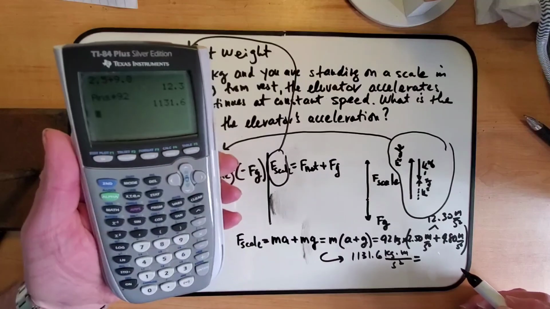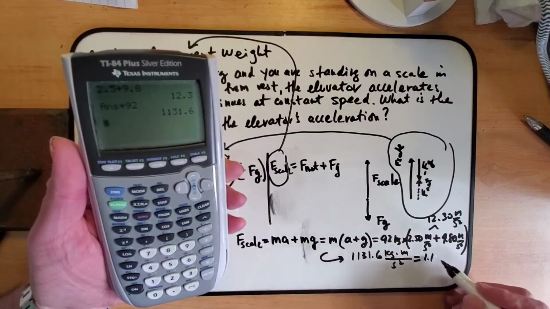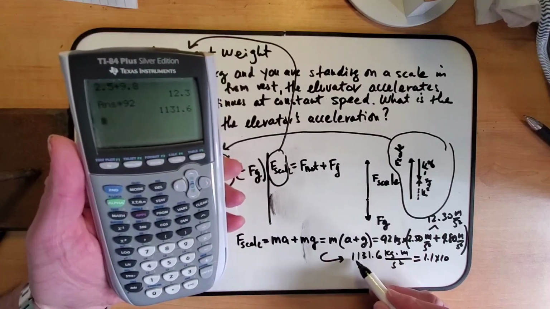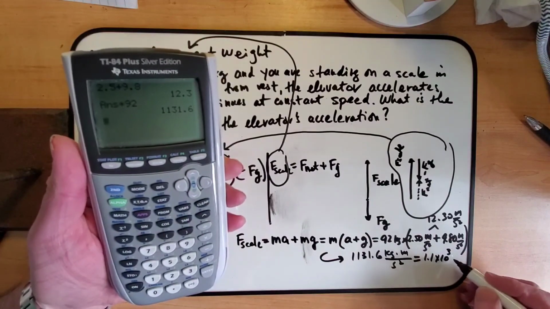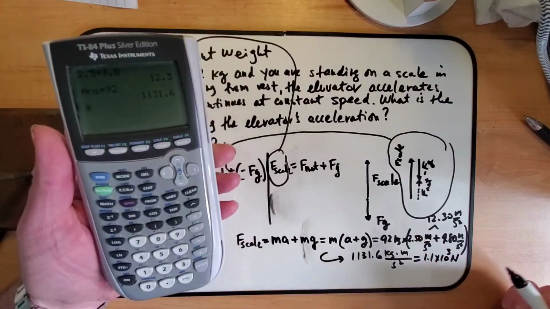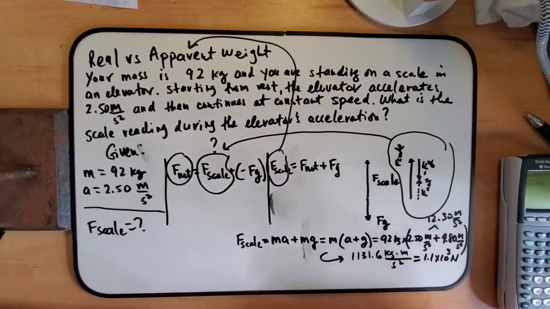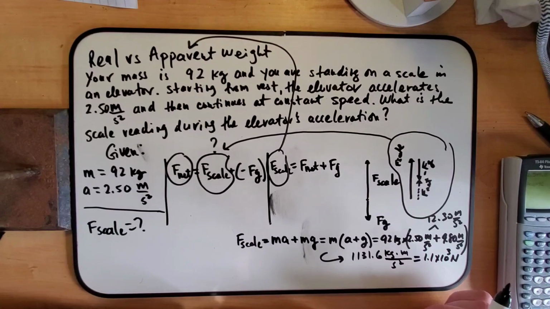Okay, and my last thing will be significant figures. I only have 2, so it will be 1.1 times 10 to the power of 3, moving the decimal 3 times, and that will be in Newtons. And that's how you solve the problem with real versus apparent weight when the elevator is moving up. You just set up the problem, use a combination of Newton's second and third laws, and we're going to do some more problems.